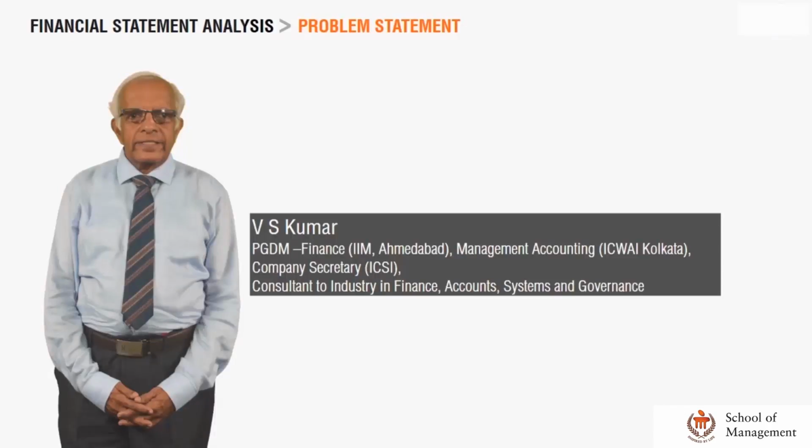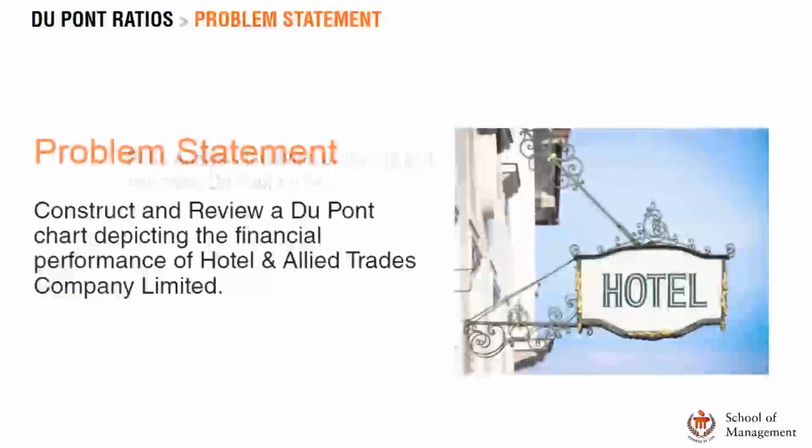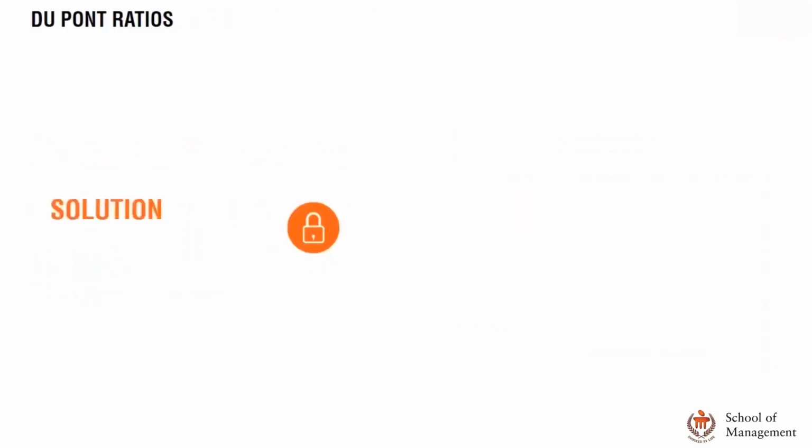Hello and welcome to a comprehensive problem in ratio analysis which involves preparing and reviewing the DuPont chart based on a company's financials for a period of 4 years. We are going to construct and review a DuPont chart depicting the financial performance of Hotel and Allied Trades Company Limited, a company in the hotel industry.